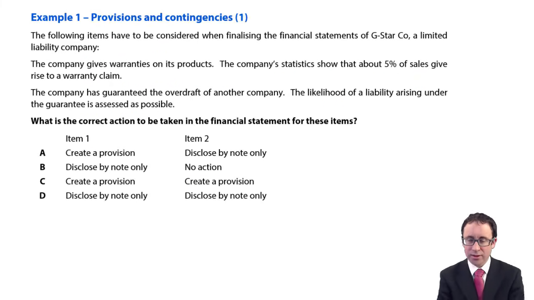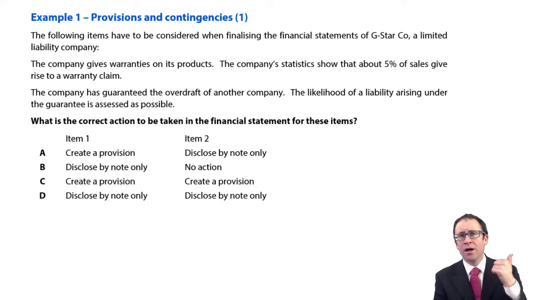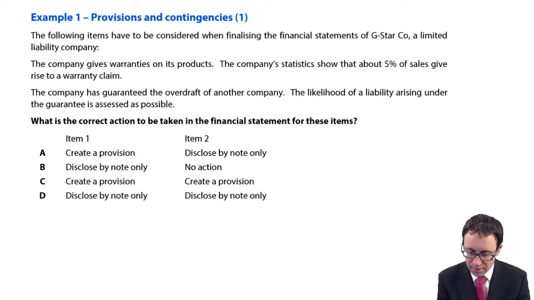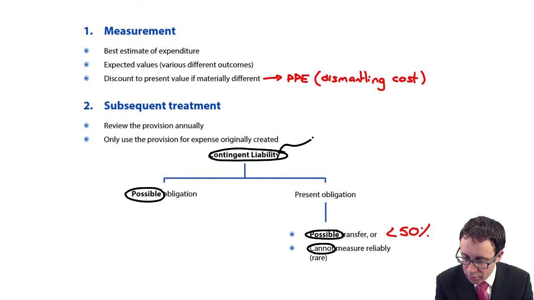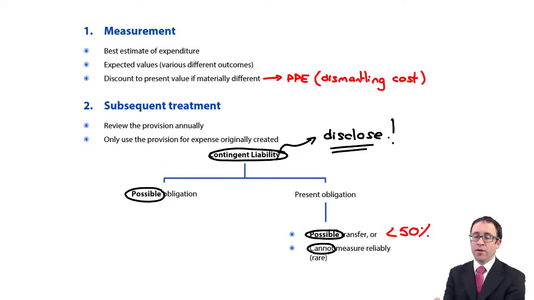Let's have a look at some questions. First example that you've got, typical multiple choice style question, wants us to work out what the correct action is to be taken for these two items. So you've either got the create a provision, you will disclose by a note. So bear in mind that if you have a contingent liability, what you will go through and do there is that you will disclose it within the notes of the accounts.